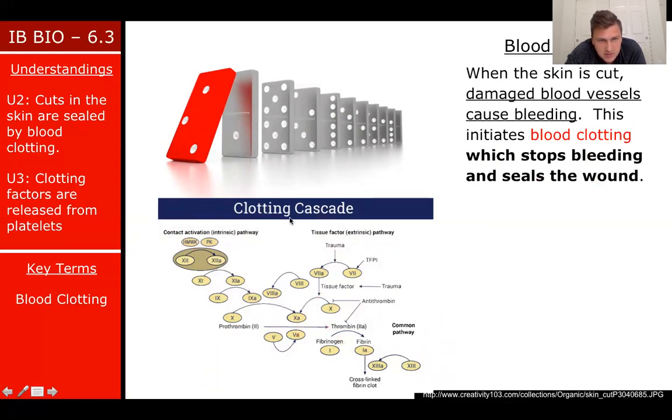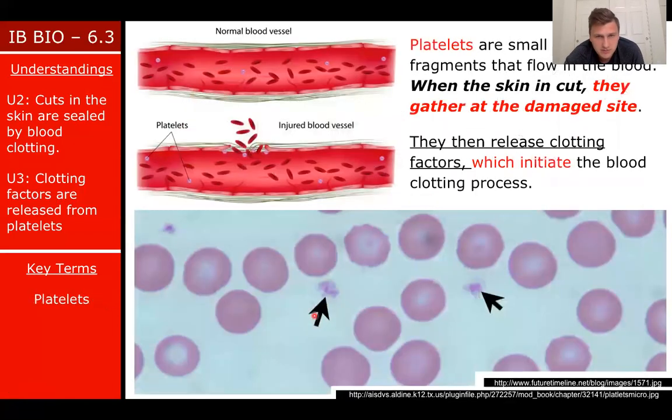You have tissue factor pathway, contact activation. Anyways, those things don't mean much to you, but just to see the cascade idea is that it is a process. One of the biggest things in this process is to turn prothrombin to thrombin and thrombin to fibrinogen to fibrin, and we'll talk about that. But the idea is there's a step-by-step process, so it needs to happen in order.